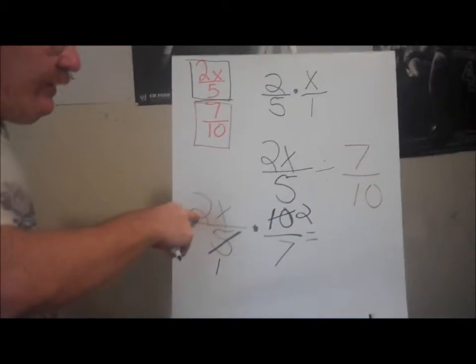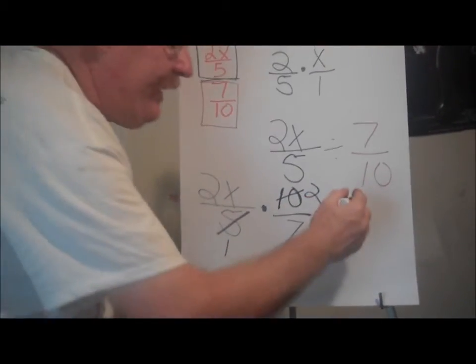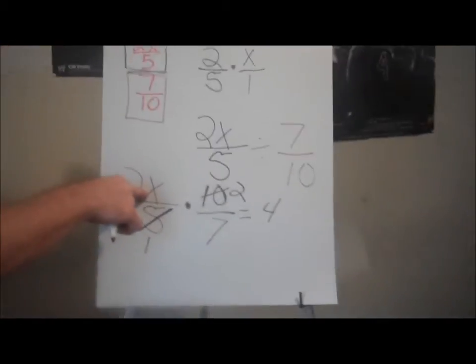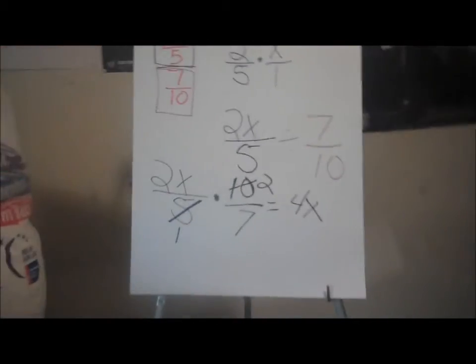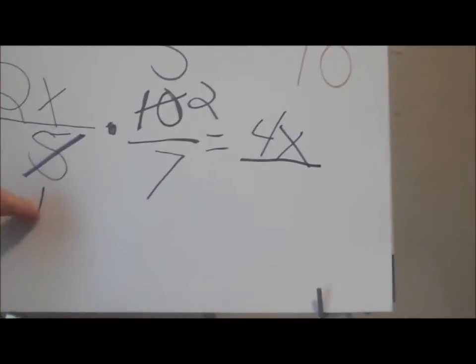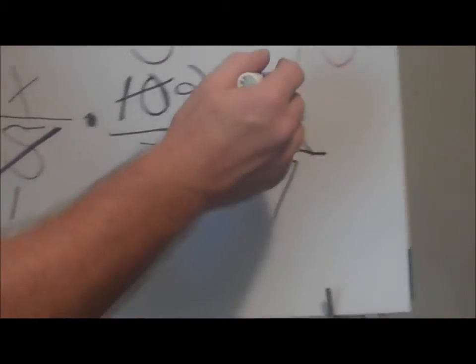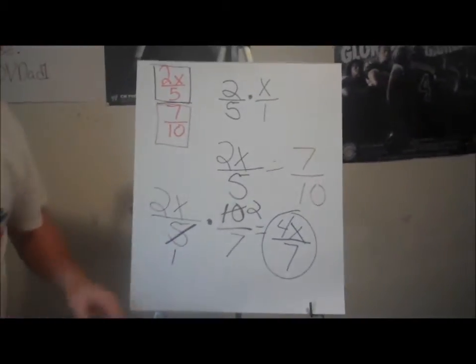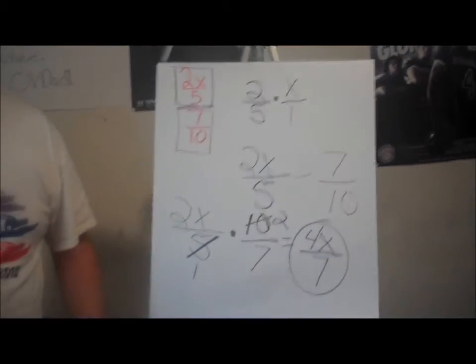Now, 2 times 2 is 4. And then remember, I have that semi-trailer behind me. I need to make sure that x comes right along behind the 4. So that's 4x. 1 times 7 is 7. Ladies and gentlemen, we took a complex, ugly fraction and we broke it down into slices that hopefully you understand. And there's our answer. Now, there we go for another lesson.